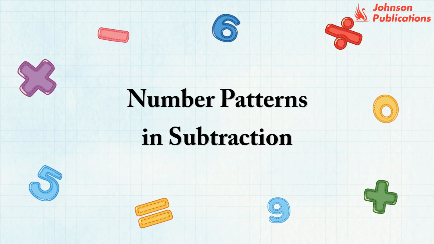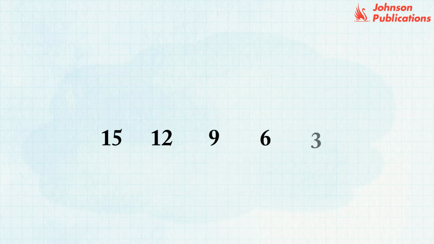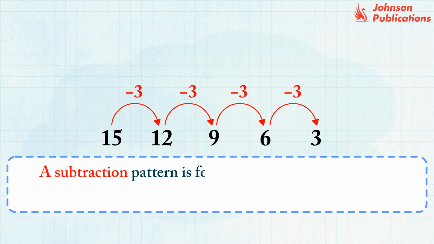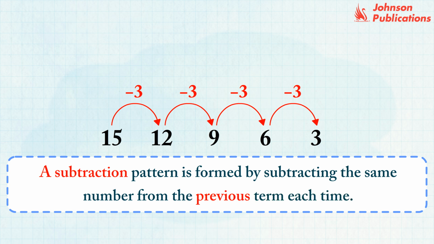Number patterns in subtraction. Look at this number pattern. In this pattern, the next number is formed by subtracting 3 from the previous number. A subtraction pattern is formed by subtracting the same number from the previous term each time.